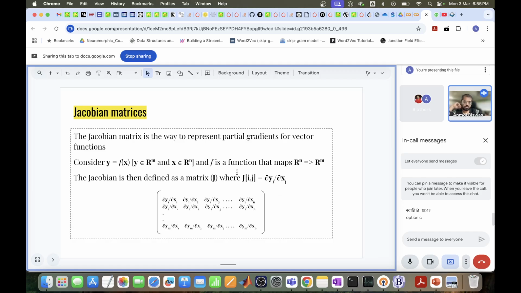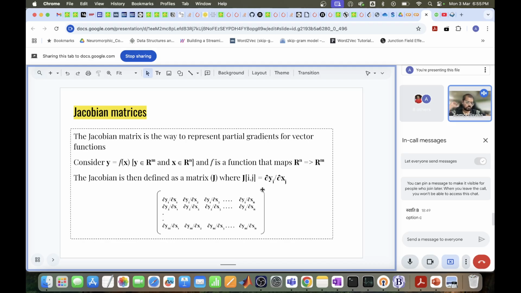Which is denoted by J, where J of i comma j is nothing but the partial derivative of y_i with respect to x_j, right? So this is the ith element of y. What is the relation of the ith element of y with respect to the jth element of x, right? How x_j is connected to y_i, basically.